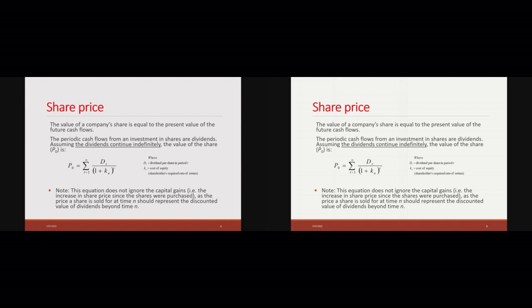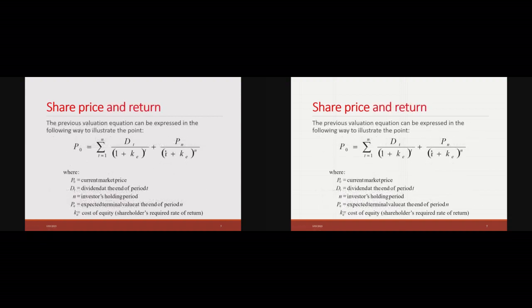Well, we can have a more general form to evaluate the equity. So the first part is the present value of all the dividends until the point that you sell the equity in the market. And PN is the price at which you sell your equity in the market in the future, right? And this is the relevant cash flow for your investment period.